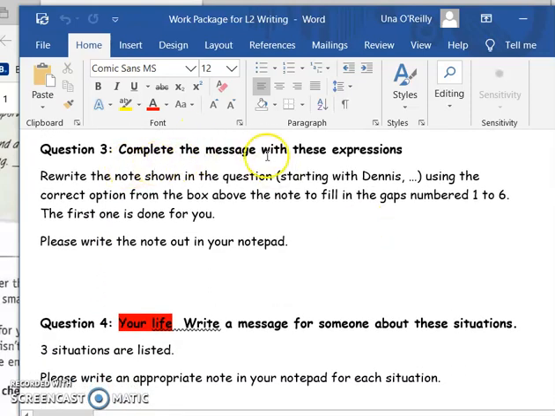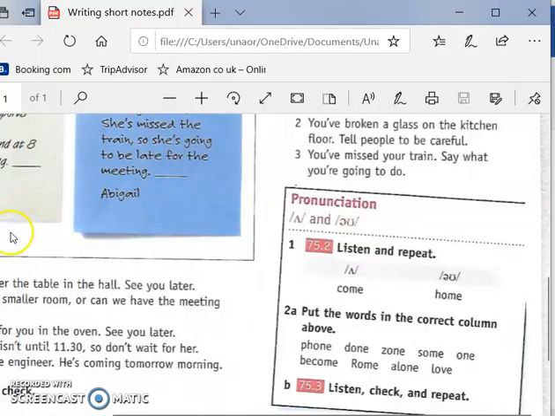Right. Question 3, complete the message with these expressions. Rewrite the note shown in the question, starting with Dennis. Use the correct option from the box above the note to fill in the gaps numbered 1 to 6, and the first one is done for you. And again, please write the whole note out in your notepad. Again, this is just practice for writing.